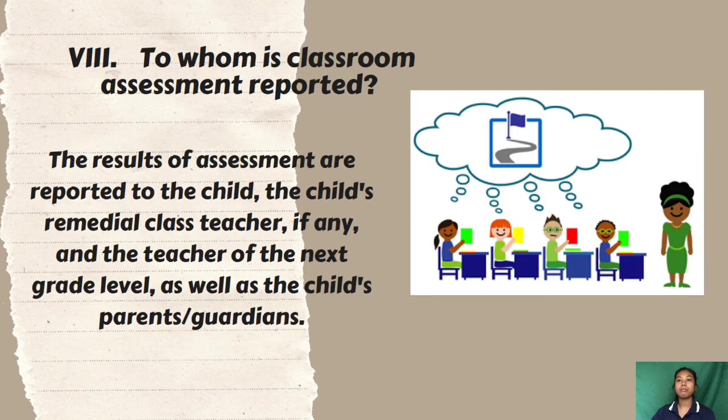For the last number, we have the number 8, to whom is classroom assessment reported. So classroom assessment serves to help teachers and parents understand the learner's progress on curriculum standards. The results of assessment are reported to the child, the child's remedial class teacher, if any, and the teacher of the next grade level, as well as the child's parents or guardians.